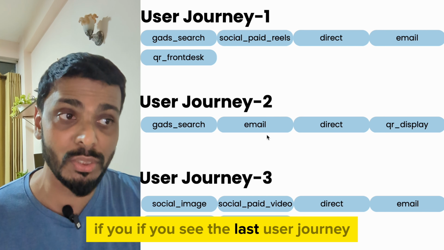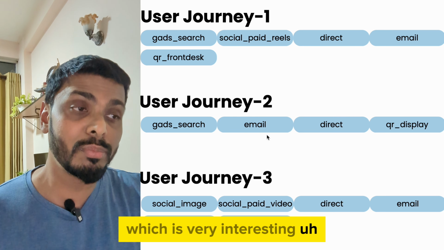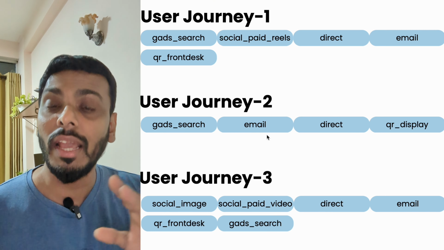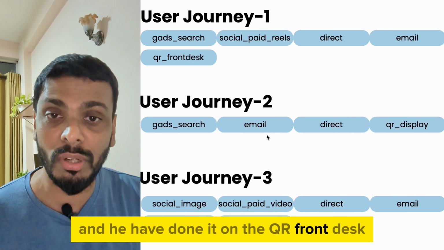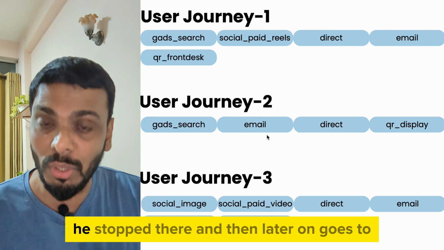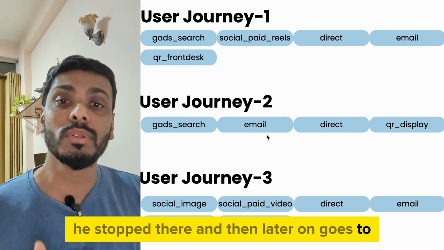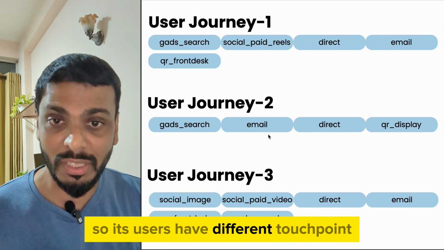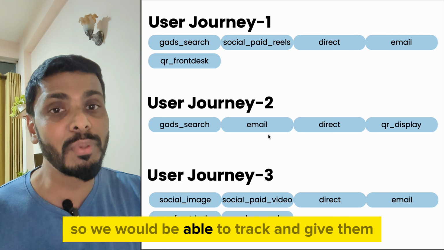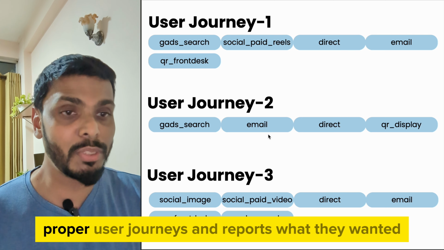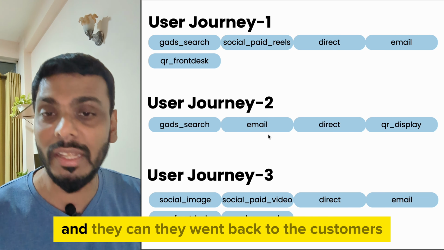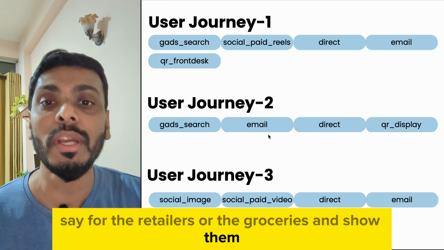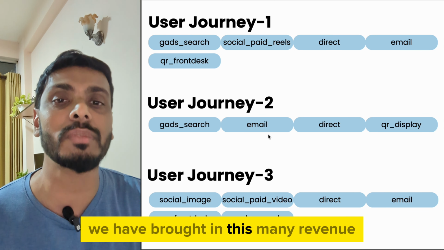If you see the last user journey, which is very interesting, a social image was clicked, then a social paid video, then direct, then an email, and the user went to the QR front desk but didn't do the purchase. He stopped there, and later went to the web, searched and made the purchase. So users have different touch points. We were able to track and give them proper user journeys and the reports they wanted, and they went back to the customers, say the retailers or the groceries, and showed them, okay, here we advertised this much, and we brought in this much revenue.